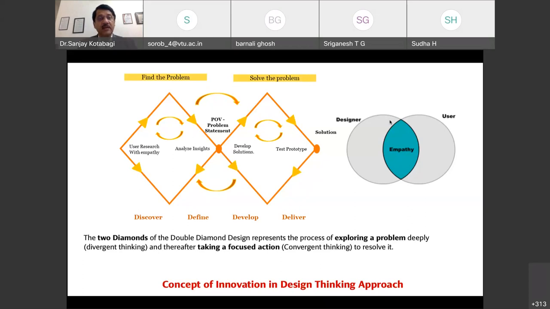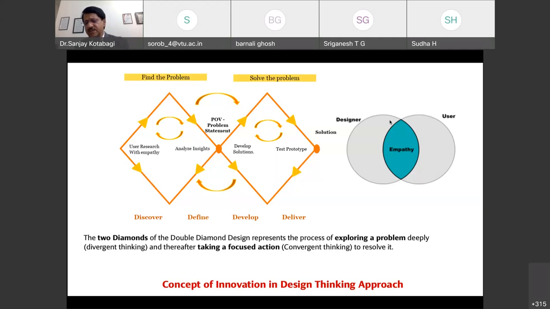Okay. Then we again go into the right side, wherein again we diverge to look for multiple solutions. Right. And after the multiple solutions are identified, there are many tools available today to assess those solutions. Then identify or select the most appropriate solution for the challenge I've identified and then implement it. So this is exactly how the concept of innovation works.